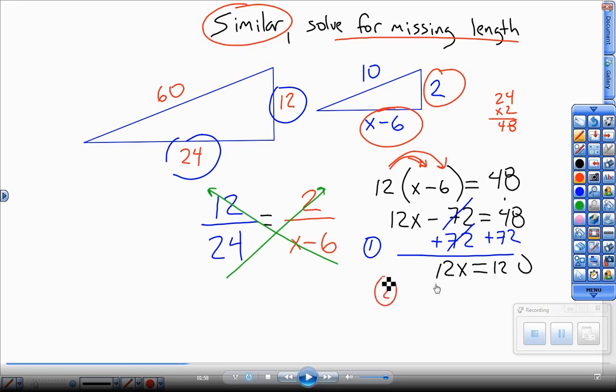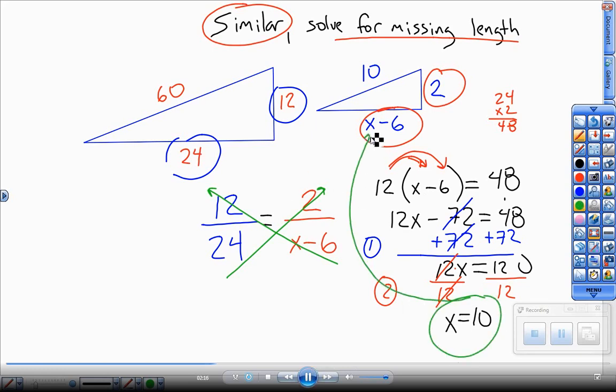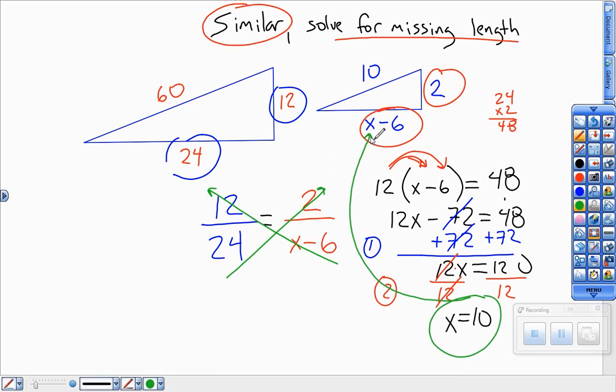Your second step, the opposite of timesing by 12, dividing both sides by 12. Divide this side by 12, do the same operation to that side, and that gives me x equals 10. And again, remember, that is not this missing length. That's just a piece used to plug in there to find that missing length. So I take that 10, where that x used to be, that's where I put it to find that length.